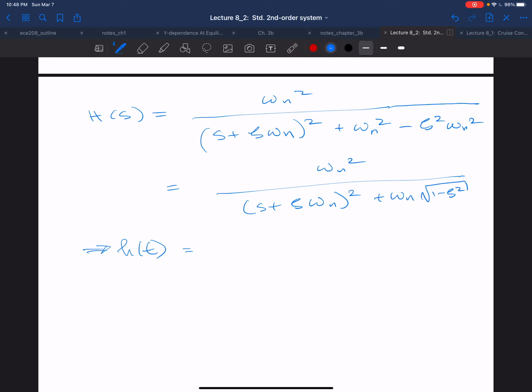So we'll divide by the square root of 1 minus zeta squared, and that will give us essentially the sine of omega n times the square root of 1 minus zeta squared, except it will be multiplied by e to the minus zeta omega n by the exponential modulation property of the Laplace transform. So what we get is e to the minus zeta omega n t times the sine of omega n times the square root of 1 minus zeta squared times t. So we get a damped sinusoid, if you like.